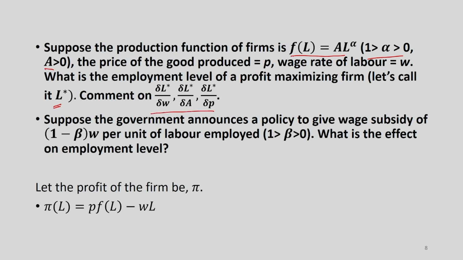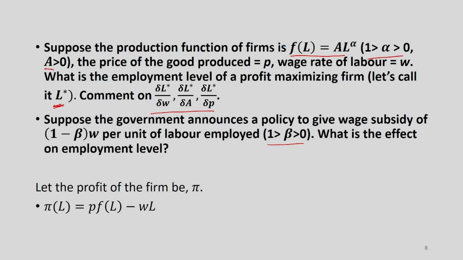Secondly, suppose the government announces a policy to give a wage subsidy of (1 minus beta) multiplied by w per unit of labor employed, where beta lies between 0 and 1. What is the effect on the employment level? That is, what is the effect of this wage subsidy on the employment level? Earlier the employment level was L star without subsidy. So, how is that going to change with subsidy? So, that is the question.